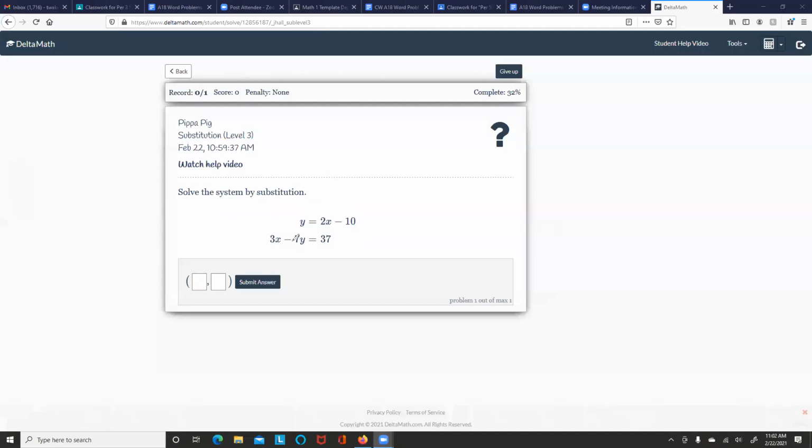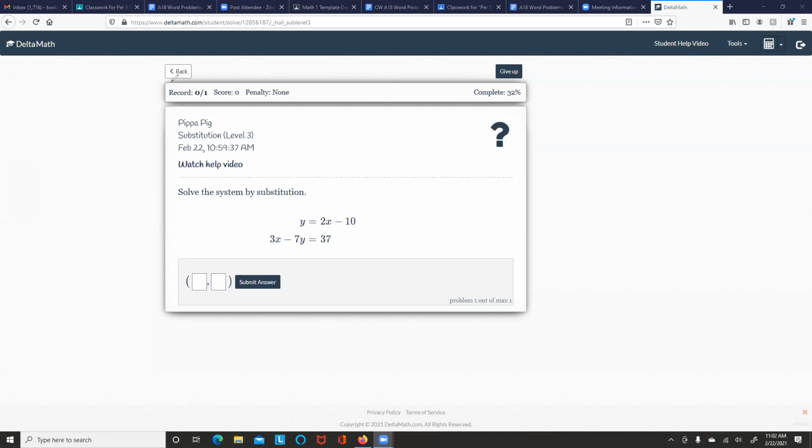So hopefully you have found your answers, right? You plugged in whatever you have. For my problem, I'd plug in 2x minus 10 in for y right here. And I cannot simplify this other equation, so we just have to plug it in and solve. And so far, all the answers have been whole numbers.